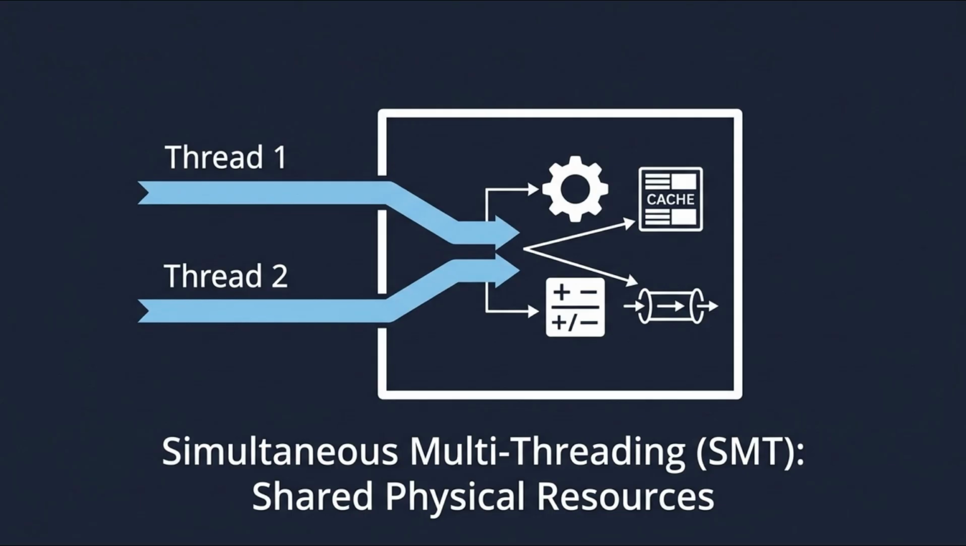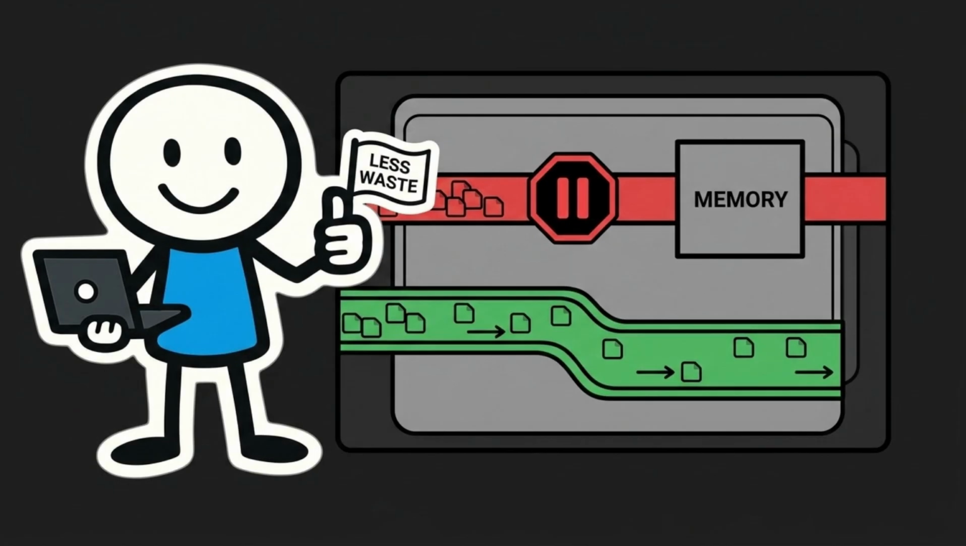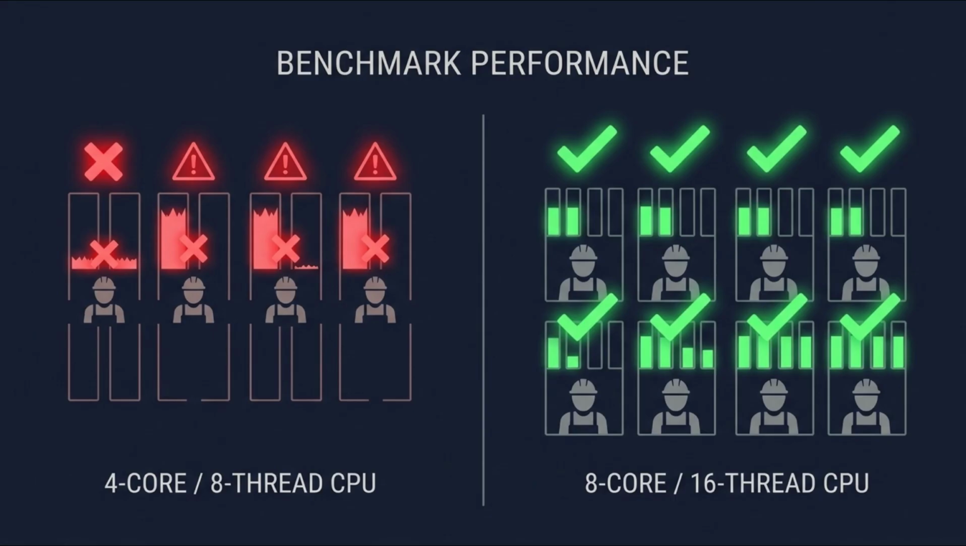A physical core has real execution hardware that performs calculations and processes instructions. When that core supports multiple threads, those threads share many of the same resources. The benefit comes from reducing wasted time. If one thread is waiting for data, another thread may use parts of the core that would otherwise sit idle. This can improve performance, but it is not the same as adding another full core.